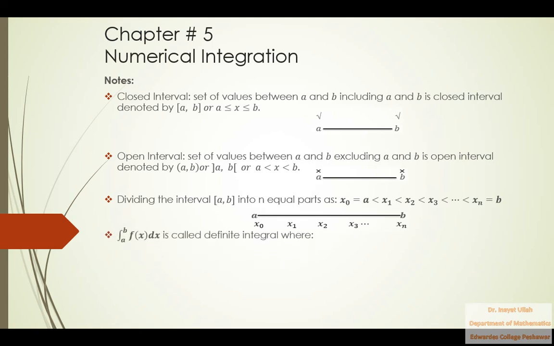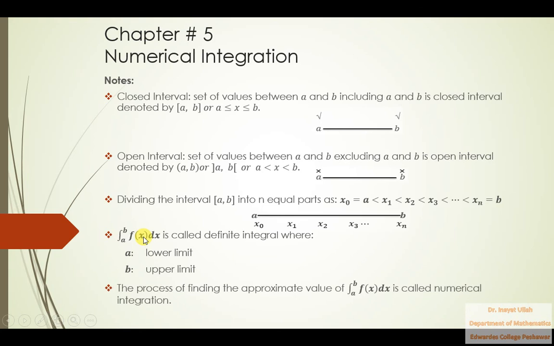And that is the integral sign. So we read this as integral from a to b f of x with respect to x, which is called a definite integral. This a is called the lower limit, and that b is called the upper limit. And what is the value of this definite integral?